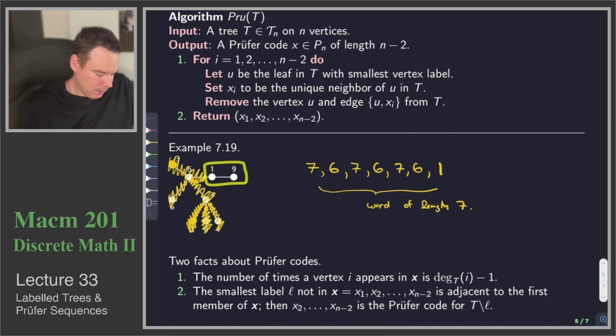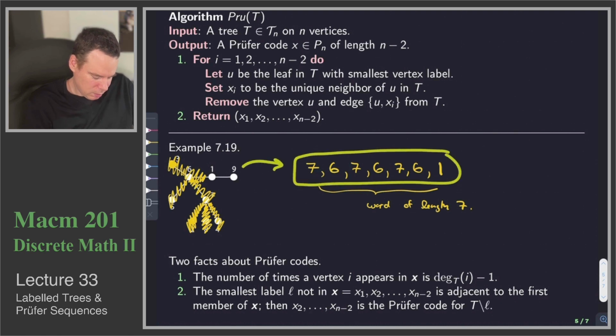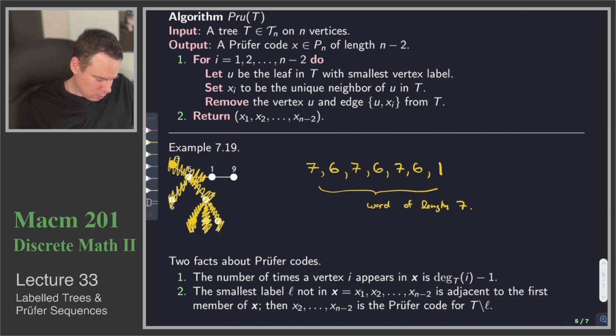And you might want to think about what happens if I ran the algorithm on a single edge with 2 vertices. Well, we would just get the empty word back because there's only one tree. There's only one spanning tree of K2. And the corresponding Prüfer code is the empty word. Okay, so we've got our method for going from tree to code. A couple of things to observe.